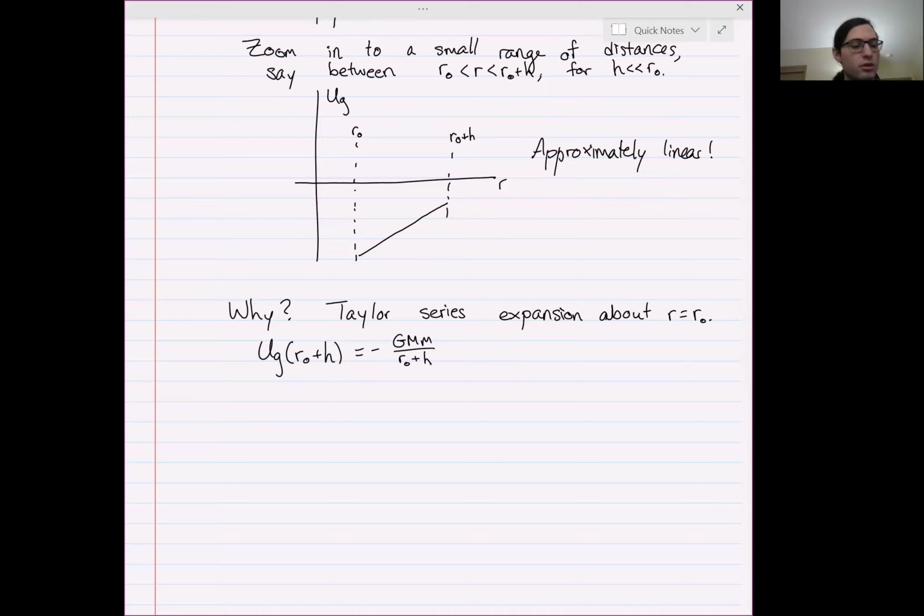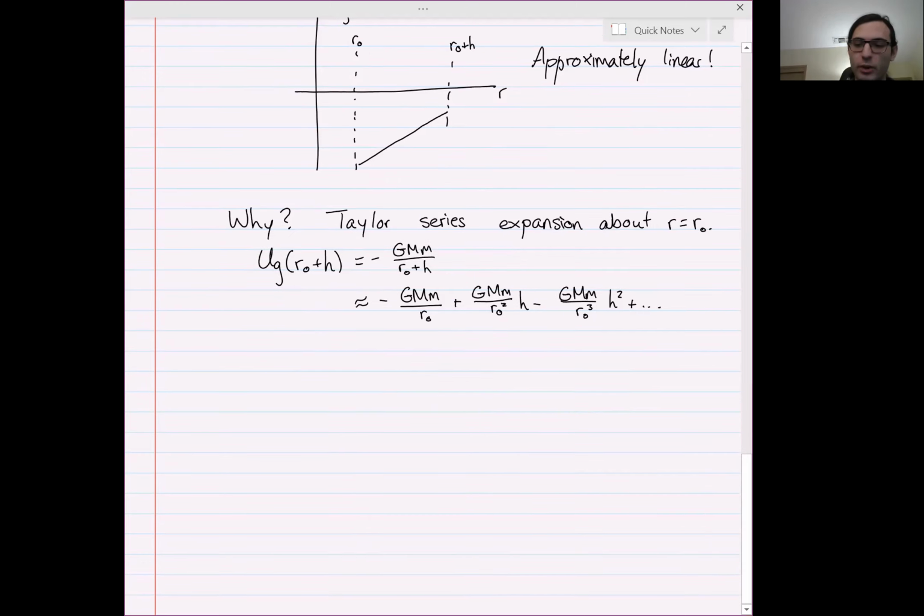for h being small. I'm not going to take you through the details, but you all know how to do Taylor series. So this is approximately equal to negative G big M little m divided by r naught plus big G big M little m divided by r naught squared times h minus GMm over r naught cubed h squared plus dot dot dot. That's how the expansion would end up looking. And we can factor this.